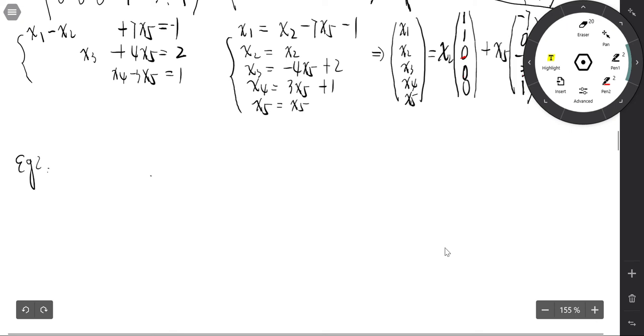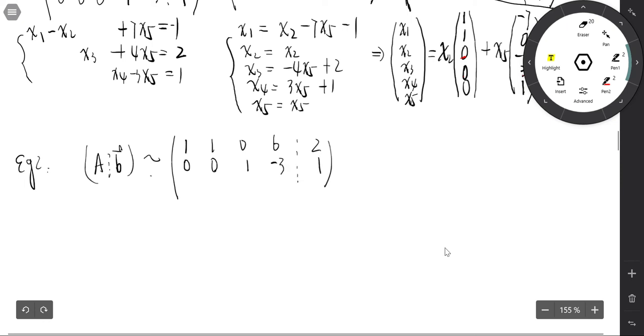Example 2, if the augmented matrix is equivalent to, like, 1 1 0 6 2, 0 0 1 negative 3, that's 1. If the reduced row echelon form for the augmented matrix is this one, we can write down the solution directly.